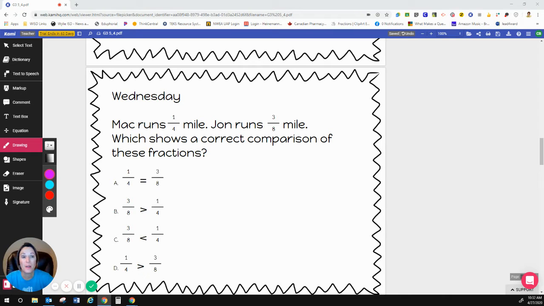Everybody, let's look at today's warm-up. So Mark runs 1/4 of a mile. John runs 3/8 of a mile. Which shows a correct comparison of these fractions?